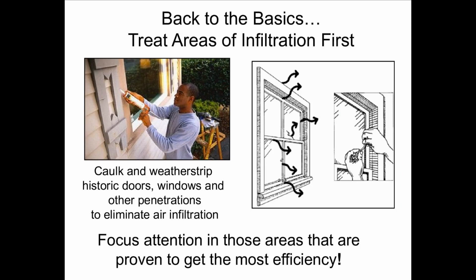So get back to the basics and treat areas of infiltration first. Caulk and weather strip historic doors, windows, and other penetrations to eliminate air infiltration. Focus attention in those areas that are proven to get most efficiency.